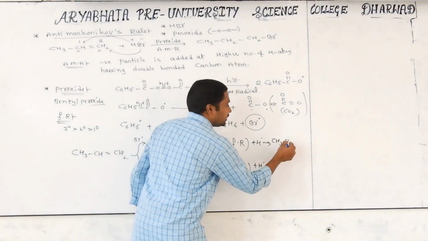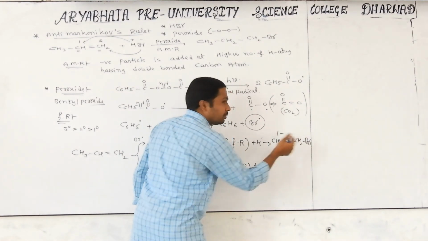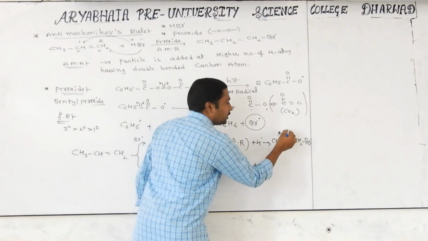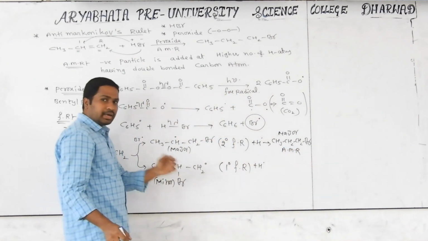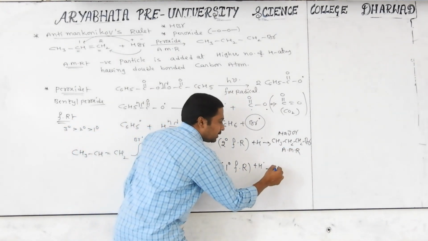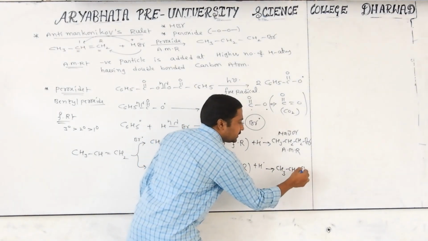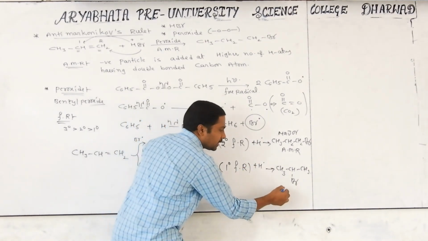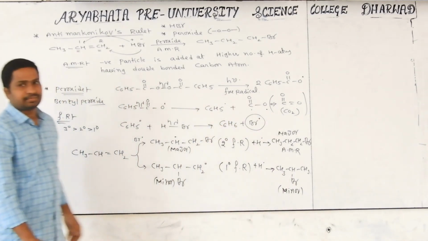CH3, CH2, CH2Br will be forming. That is nothing but 1-bromopropane. That is the major product according to which rule? Anti-Markovnikov rule. You are getting this one with Br at the terminal carbon. But in lesser percentage, CH3, CHBr and CH3 forms. This is against the anti-Markovnikov rule. That's why it forms as a minor or side product.